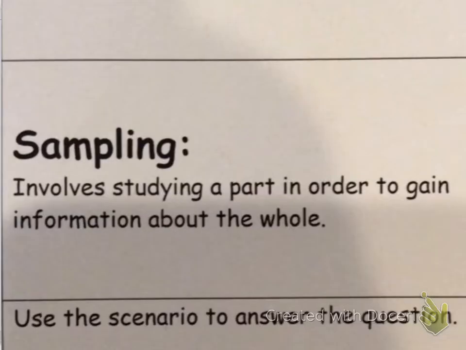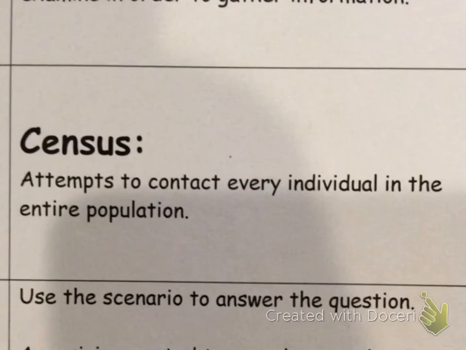Okay, a couple more vocabulary words. The next vocabulary word is called sampling. Sampling involves studying a part in order to gain information about the whole. So again, taking a sample of the entire population.